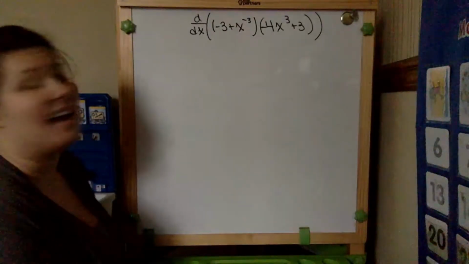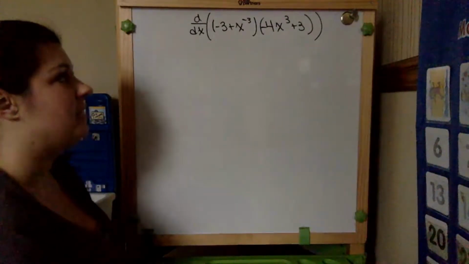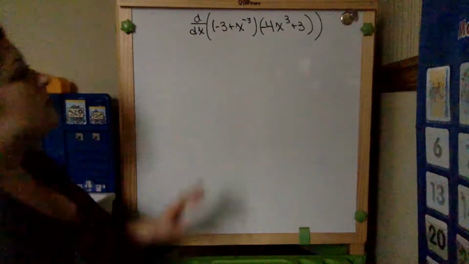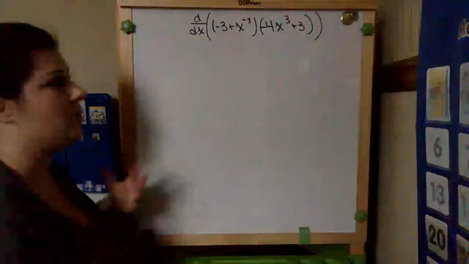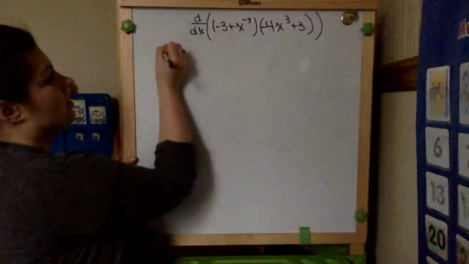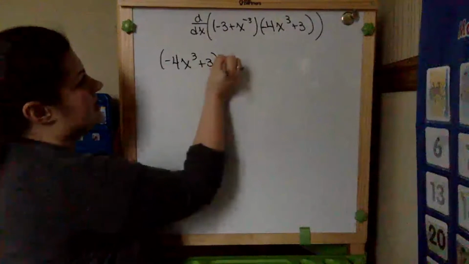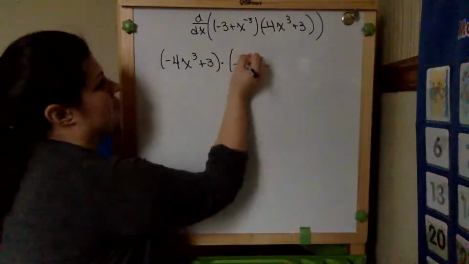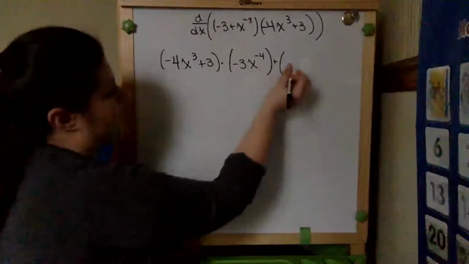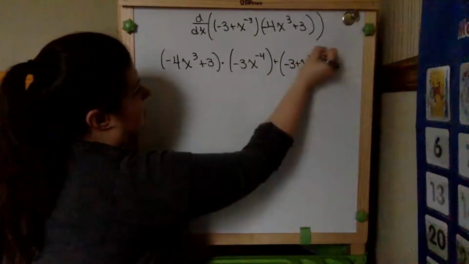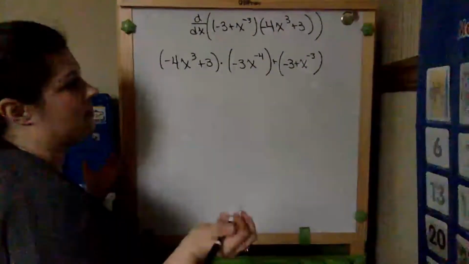In this next problem, we have negative 3 plus x to the negative third power times negative 4x cubed plus 3. So again, since we see a product of two different functions, I'm going to use the product rule in order to differentiate. So g of x is negative 4x cubed plus 3 times the derivative of f, which is negative 3x to the negative 4, plus f of x, negative 3 plus x to the negative third, times the derivative of g of x, which is negative 12x squared.